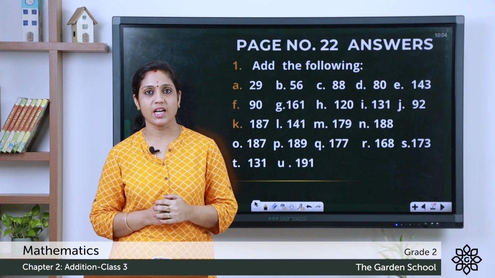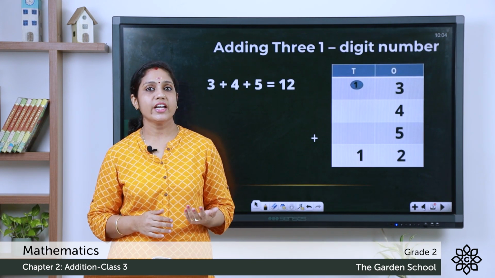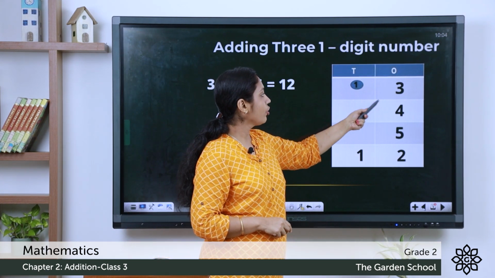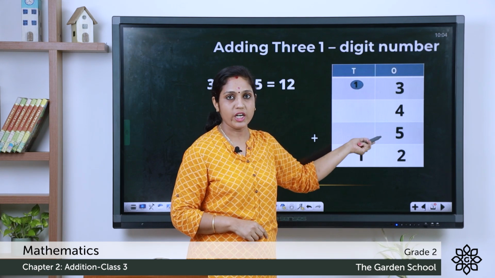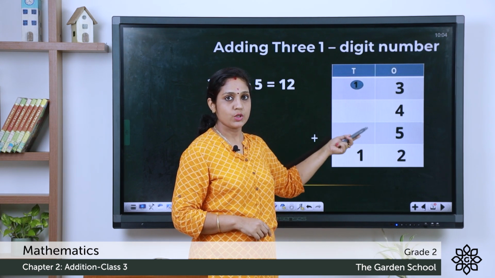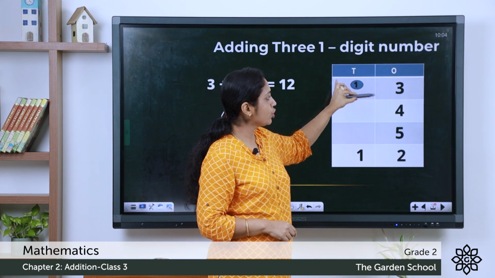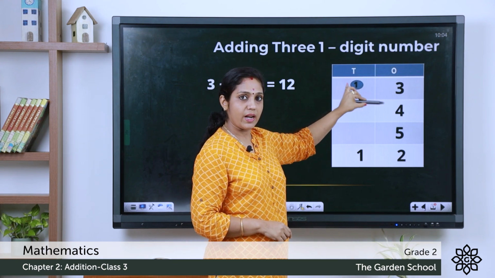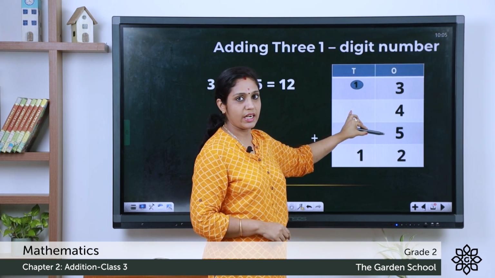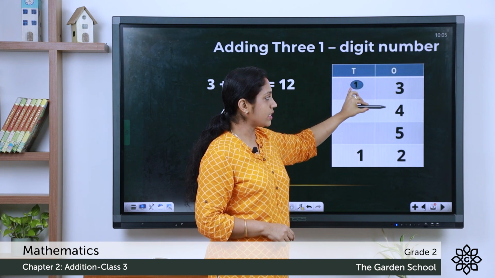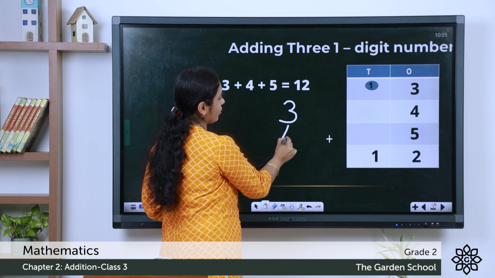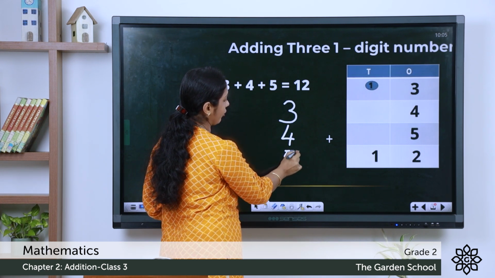Now moving on to today's class, we are going to learn to add 3 one-digit numbers. You can see here we have 3, 4 and 5. They are one-digit numbers. So we have to add these 3 numbers to get the sum. First we have to add the first 2 digits, that is 3 plus 4. What is the answer? It is 7. Then add that answer to the third number. So we can do 3 plus 4, 7. 7 plus 5, 12. 3 plus 4 plus 5.